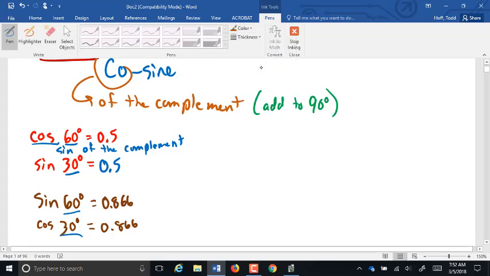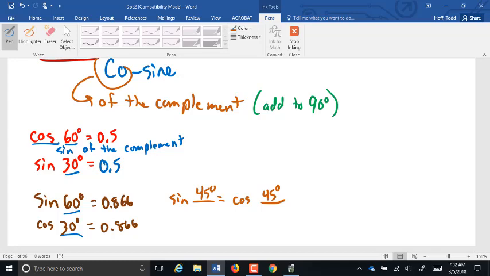Which tells us there's only one angle where the sine and cosine have to be equal. Can anybody tell me what that is? What angle is its own complement? 45 degrees, very good. Sine of 45 degrees and cosine of 45 degrees. Wow, I'm off this morning. Sine of 45 and cosine of 45 have to be the same because they're complements. It's its own complement.